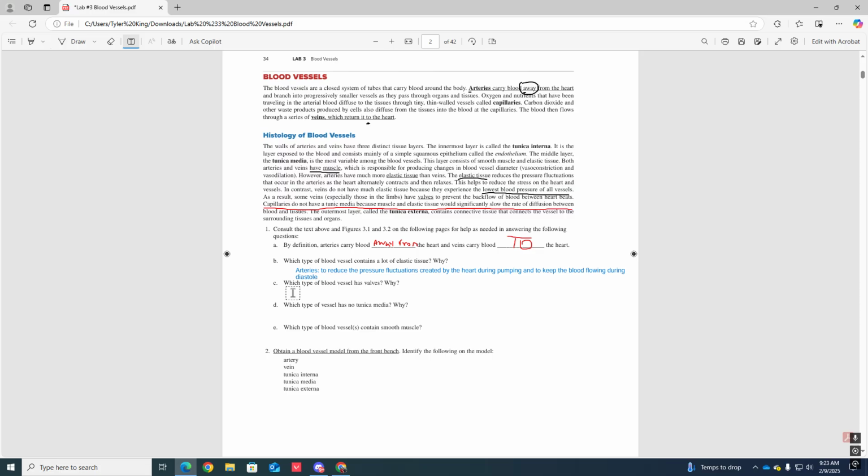All right, which type of blood vessel has valves? We just talked about that one. Remember, veins have the smallest amount of pressure, all right? So because of that, if there's not enough pressure in the veins, that blood isn't flowing very quickly, so veins have them. And they do this to, remember, back to the heart, to prevent backflow of blood. Okay. All right.